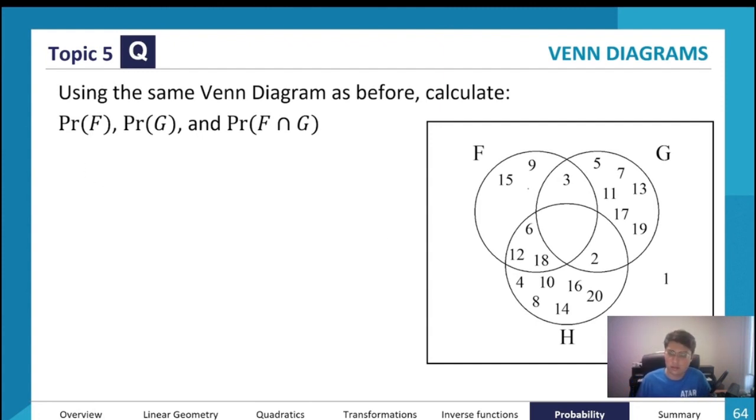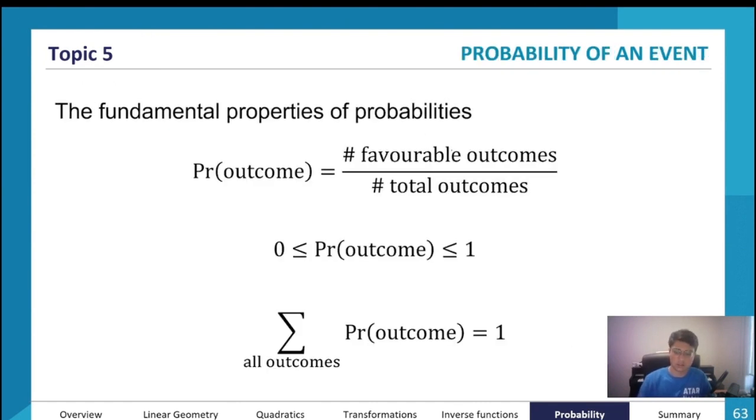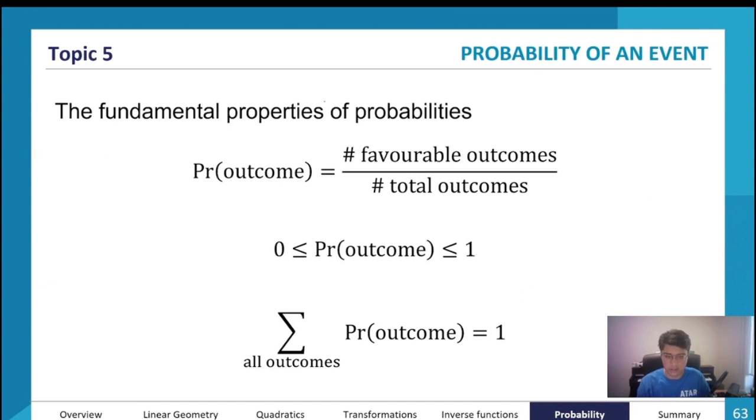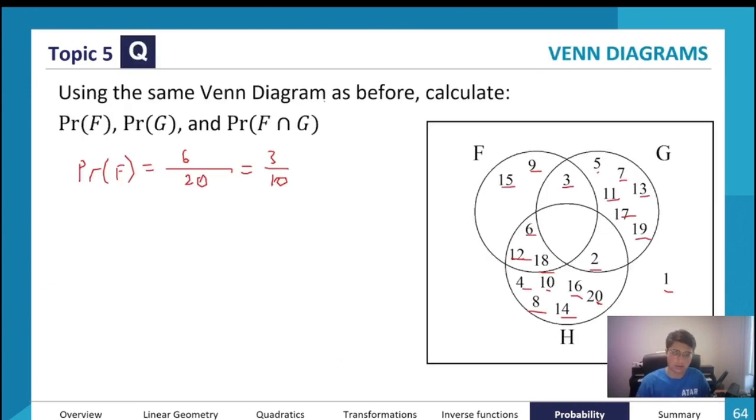The probability of F, first of all, we have 1, 2, 3, 4, 5, 6 outcomes in F. And then in total, we have 7, 8, 9, 10, 11, 12, 13, 14, 15, 16, 17, 18, 19, 20 outcomes in the sample space. So using that first rule at the top there, favorable outcomes over total outcomes, our probability of F is going to be, by definition, 6, number of elements in F, over 20, number of elements in the sample space. That would simplify to 3 over 10. And what you'll notice about that result as well is it satisfies the second point there as well, that every single outcome has a probability between 0 and 1.